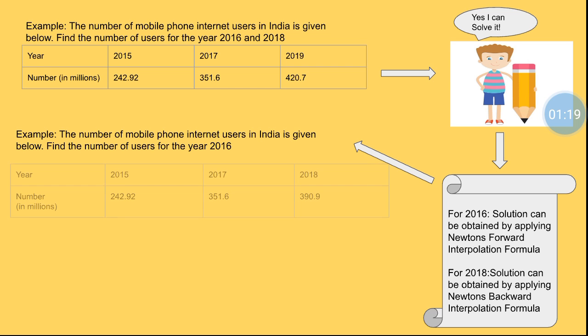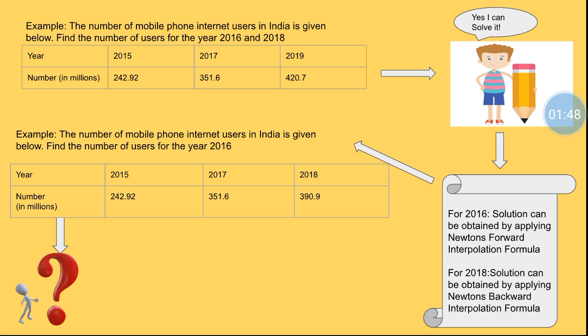What if the data is given as for 2015, 17 and 18? Here you can see that the interval is unequal. We have 2015, 17, h is 2 here, and 2017 to 18 there is a gap of 1 year. So here the number of users are given, but the intervals are unequal. Now in such sort of questions, what is the method to solve the problem? Newton's cannot be applied here, because Newton's can be applied only for equal intervals.